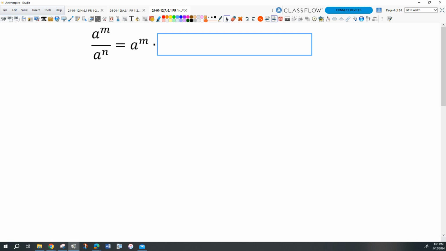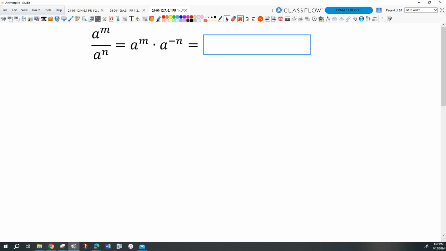Now we can combine the two rules that we just talked about and derive another rule. So a to the m divided by a to the n. How could I rewrite that quotient as a product? A to the negative n. It'd be the same thing as a to the m times a to the negative n. I could put that a to the n on the bottom, push it up to the top, and just make the exponent negative. Give me thumbs. Does that make sense?